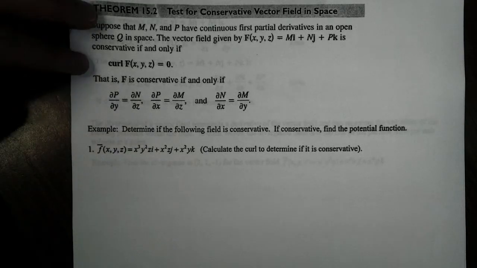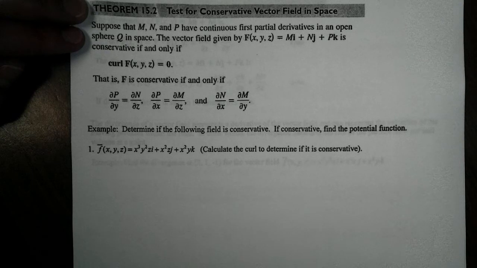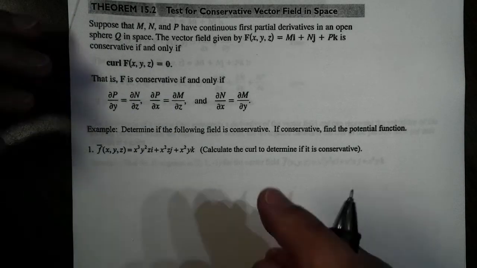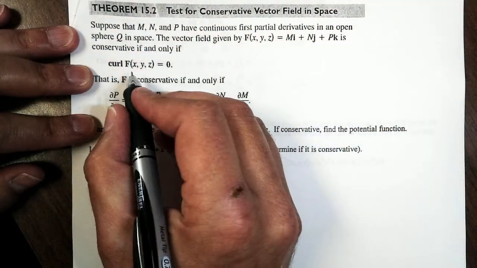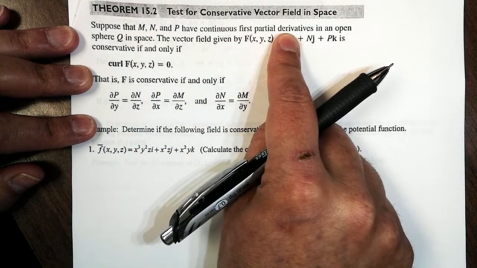Hello and welcome back. In this video we are going to test for conservative vector fields in 3-space. Now remember, we have a special name for it. We call this the curl. So suppose that M, N, and P have continuous first partial derivatives.